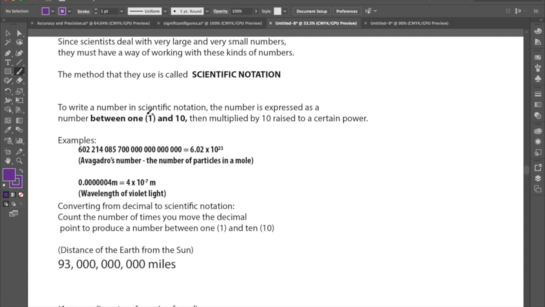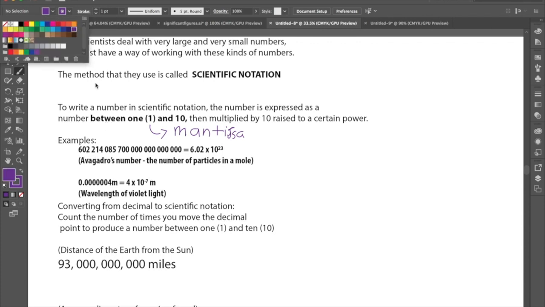To write a number in scientific notation, the number must first be expressed as a number between 1 and 10. This number we'll refer to as the mantissa. Mantissa, that's an S, a poorly done S. So the mantissa is the actual number between 1 and 10, then we multiply it by 10 raised to a certain power. It's important to note, when we're talking about significant figures, that the mantissa is the only part we actually count as significant figures. So for example, a number that's often used in chemistry is this number right here.